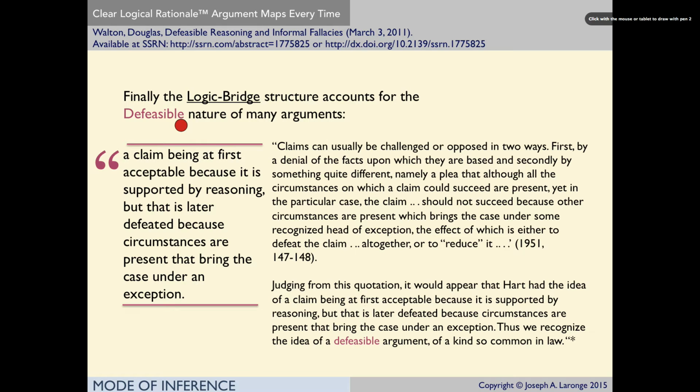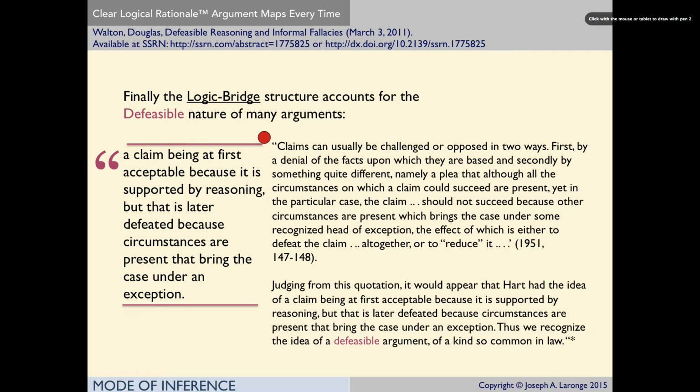And the last one is defeasible. Claims can usually be challenged or opposed in two ways. First, by a denial of the facts upon which they are based, and secondly, by something quite different, namely a plea that although all the circumstances on which the claim could succeed are present, yet in the particular case, the claim should not succeed because other circumstances are present which bring the case under some recognized head of exception, the effect of which is either to defeat the claim altogether or reduce it.